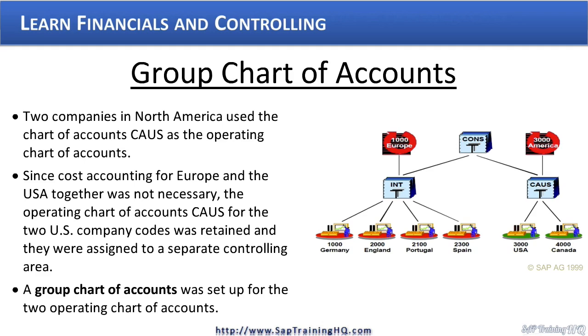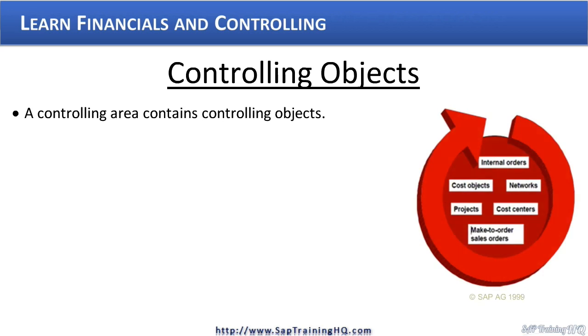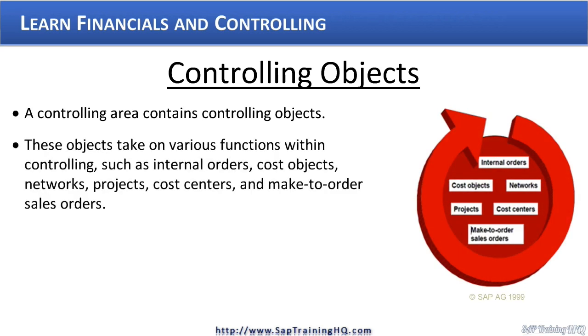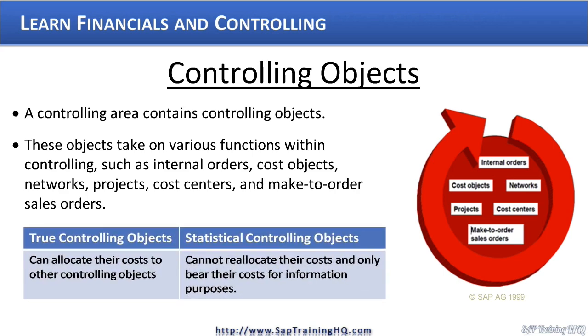Now let's go on and take a look at controlling objects. A controlling area contains controlling objects. These objects take on various functions within controlling, such as internal orders, cost objects, networks, projects, cost centers, and make-to-order sales orders. Controlling objects are again classified into true and statistical controlling objects. True controlling objects can allocate their costs to other controlling objects. Statistical controlling objects cannot reallocate their costs and only bear their costs for informational purposes.